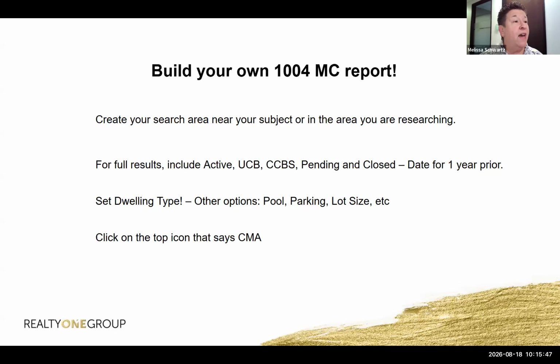So what you're going to do after you've created your search is click on the top icon that says CMA.